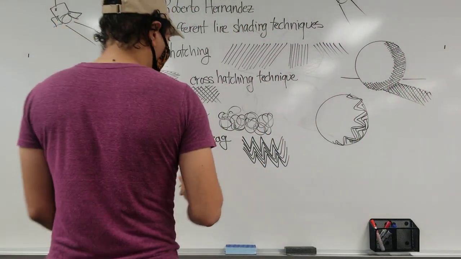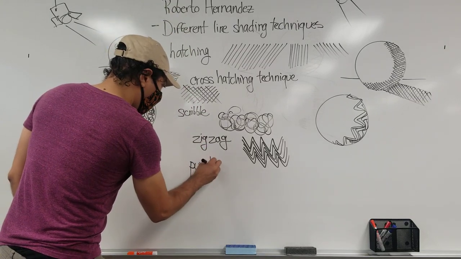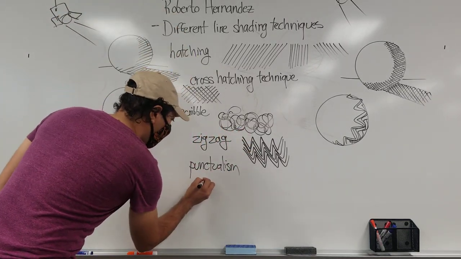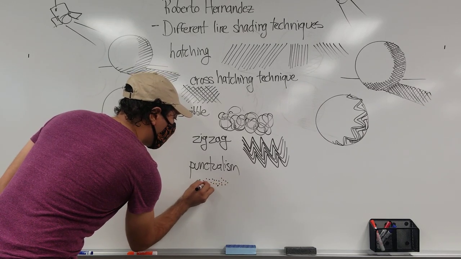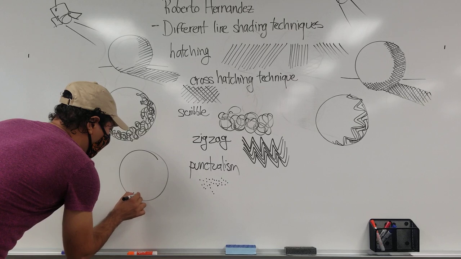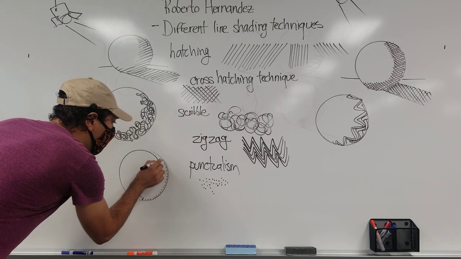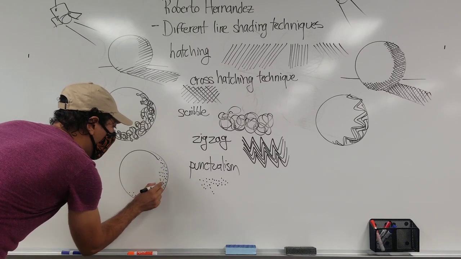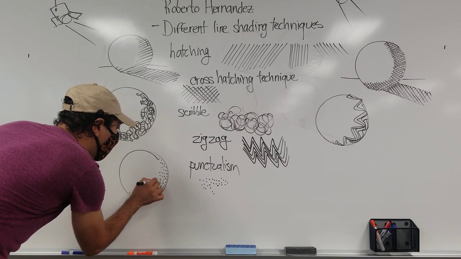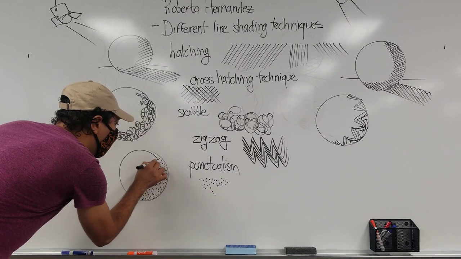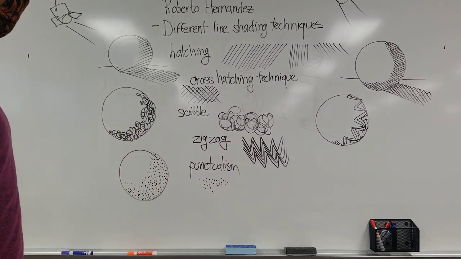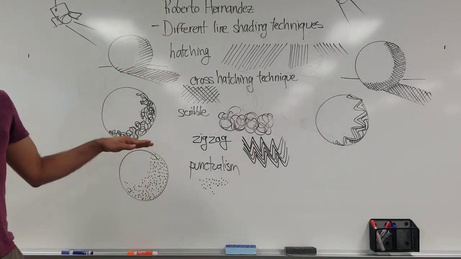The next one is called punctualism. And punctualism is just another name for dotting. So, just simple dots. And I'm gonna demonstrate this on my sphere over here. And we're just gonna do a couple of layers of dots. Okay, and this is punctualism.